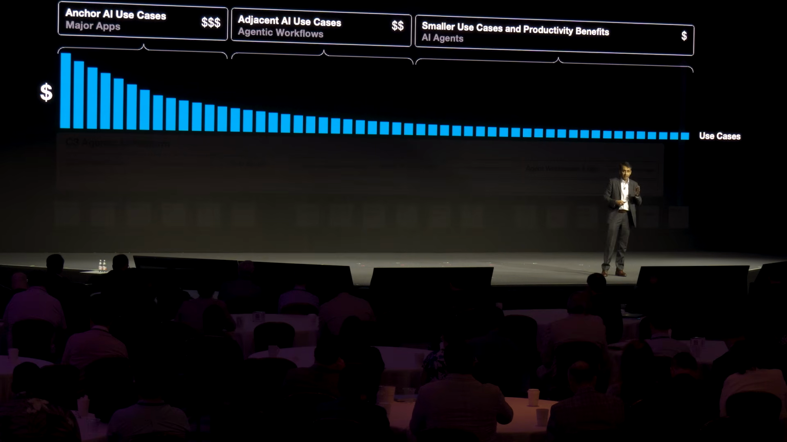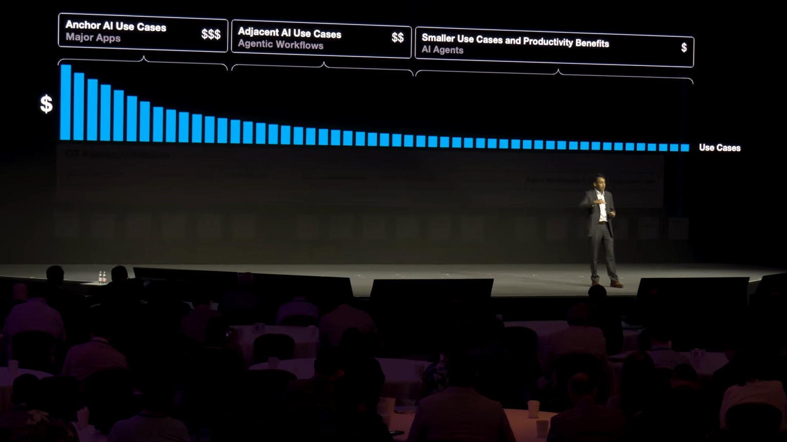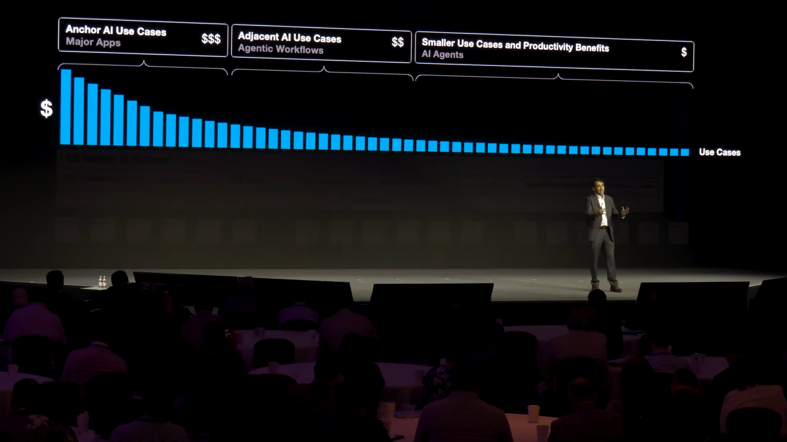So the y-axis here is economic benefit. The x-axis are the AI use cases along your transformation journey. You're going to have these anchor AI applications, anchor AI use cases that are unlocking significant economic benefit. Then you're going to have those adjacent workflows, and then those smaller AI agents and productivity improvements.